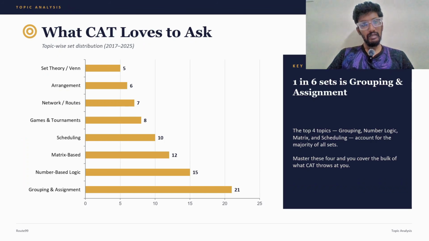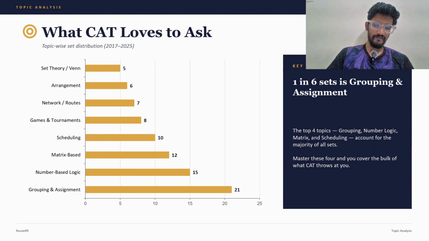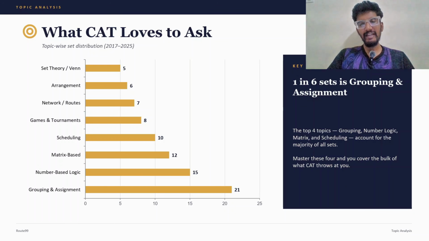Okay. Now, what CAT loves to ask. Let's meet CAT's favorite children. Imagine CAT as a teacher. Over 9 years, which topic did this teacher keep calling in front of the class? The answer is very clear: grouping and assignment. This topic appears again and again, almost every year, sometimes multiple times. Then comes number based logic, then matrix, then scheduling. These four topics dominated DILR.